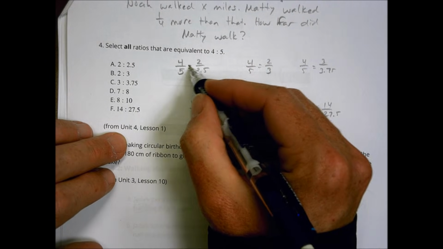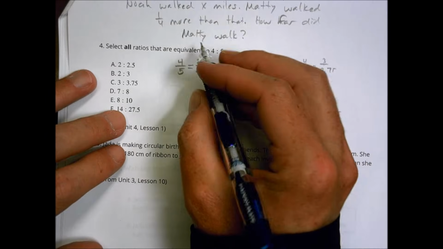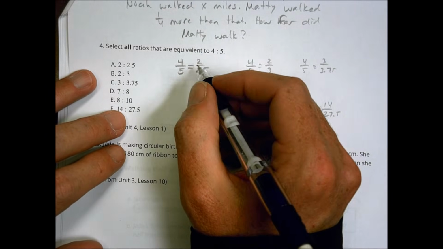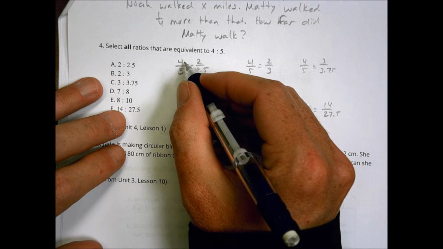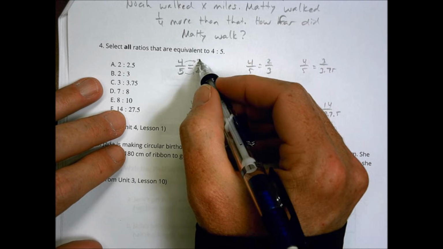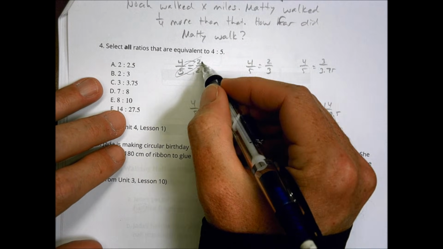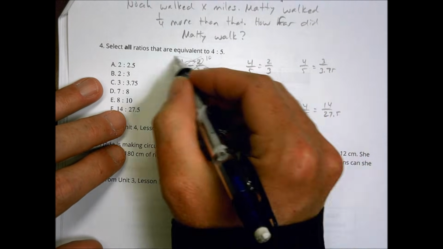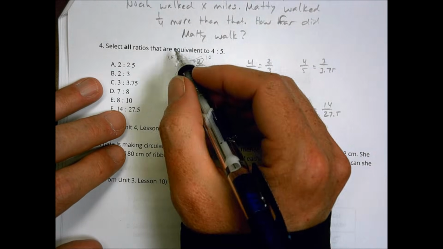So what do I have? Well, I could do a couple of things. I can see, is there a connection here to go from 4 to 2? That's a half. Half of 5 is 2.5. That works. I could also multiply diagonally and see if they're equal. That becomes 10, and 4 times 2.5 also becomes 10. So that's going to work just fine.